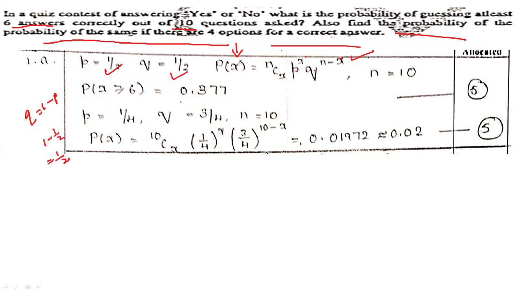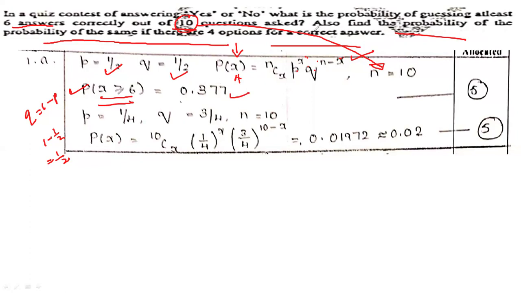Later we'll see the general equation for probability distribution: nCx, P to the power x, Q to the power n minus x. Here you tell me what is the number of questions. Number of questions is 10. So n is equal to 10 only. So please make a note. So P of x greater than or equal to 6, the at least six answers correctly. At least six answers correctly means P of x greater than or equal to 6. That is nothing but 0.377. I think it's clear to everybody.